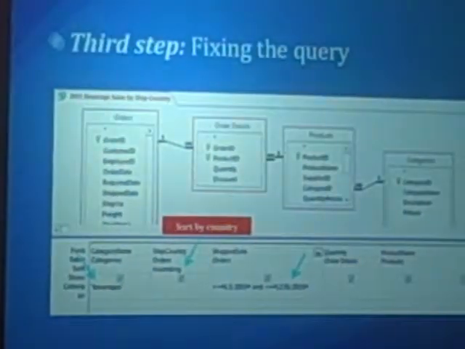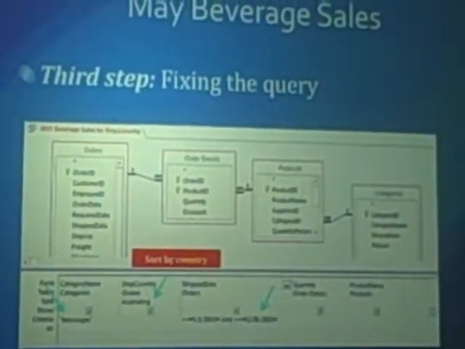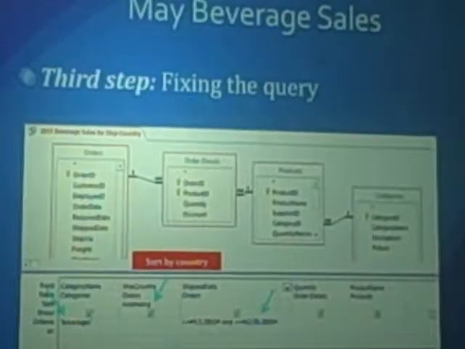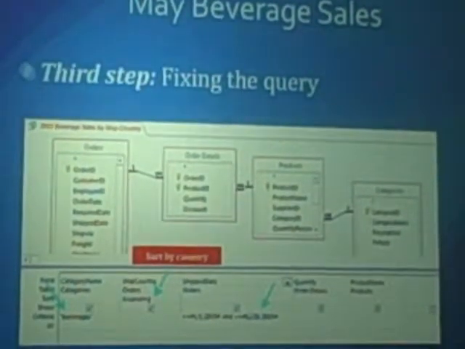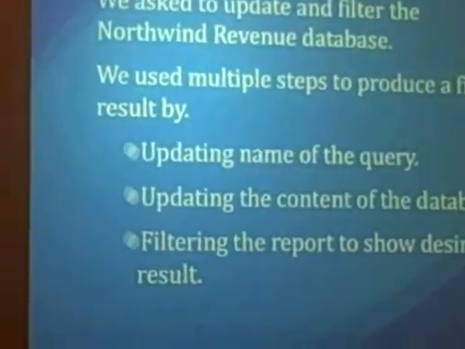So we fixed those 2 things, the beverages and the ship date, and we also added the sort by country in the ship country field. So with those corrections, we ran the query, and then we got the result that was expected.